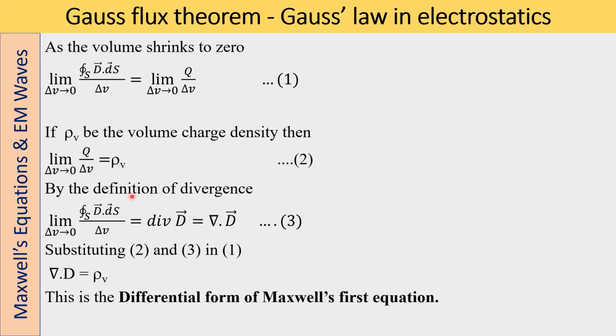By the definition of the divergence, we know that the limit delta V tends to 0 of the surface integral D dot ds by delta V is nothing but the divergence of D, that is del dot D. So substituting both these, 2 and 3, in equation 1, we get the divergence of D is equal to rho v. So this is the differential form of Maxwell's first equation.